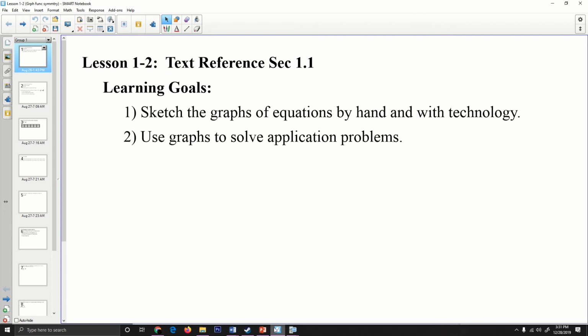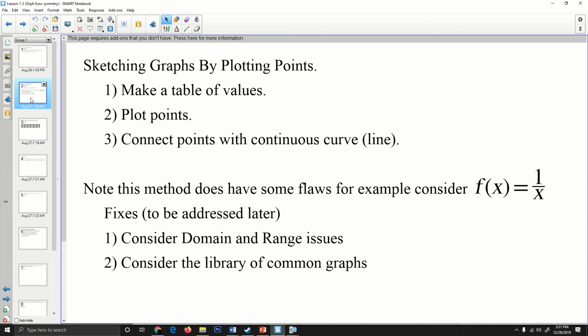Today we're going to talk about graphing functions, and we're going to sketch the graphs of equations by hand and with technology, and we're going to use these graphs to solve some application problems. So first thing, we can sketch graphs by plotting points. What we normally will do is make a table of values and plot some points, and then connect those points with a continuous curve or a line. And I want to make sure that we understand that this method does have some flaws.